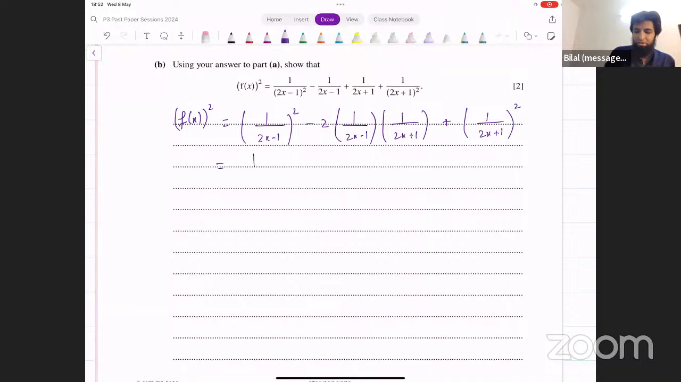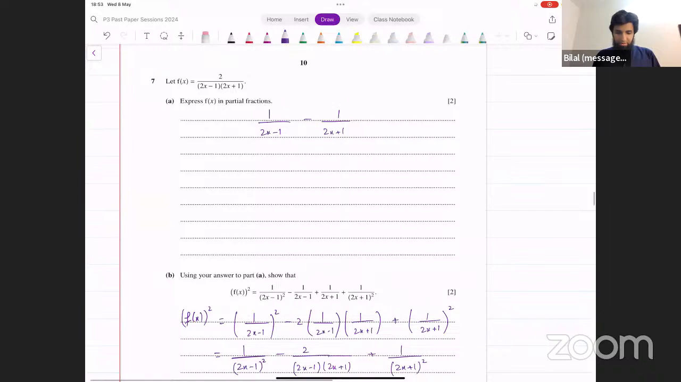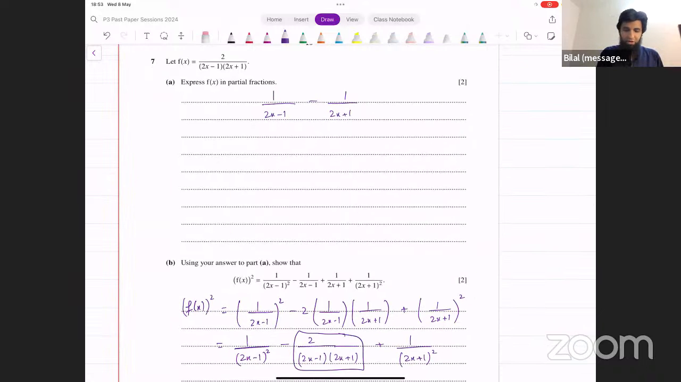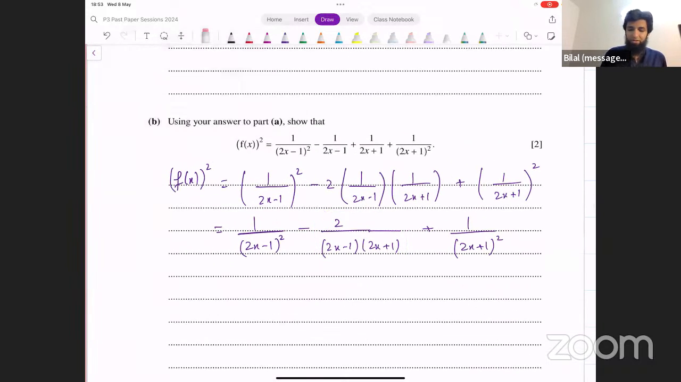Now, the first term becomes 1 over 2x minus 1 whole squared because the square of 1 is just 1. In the denominator, we have 2x minus 1 whole squared. And then we have minus 2 over 2x minus 1 into 2x plus 1. And then plus 1 over 2x plus 1 whole squared. And now if you notice, this is the same thing that you had here. You already know that this can be split into two parts like this. So you split that into two parts as well.